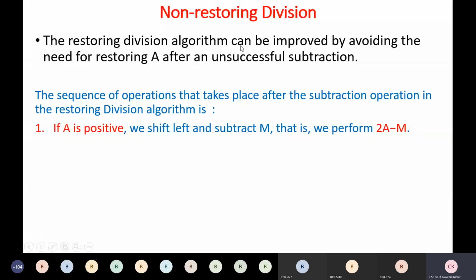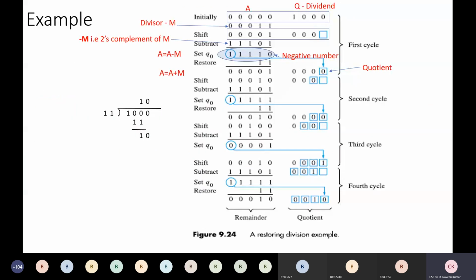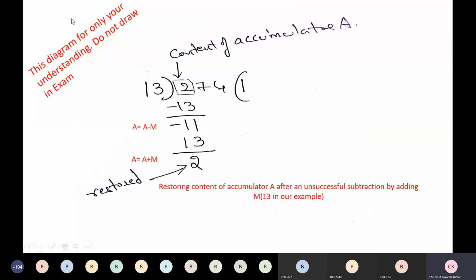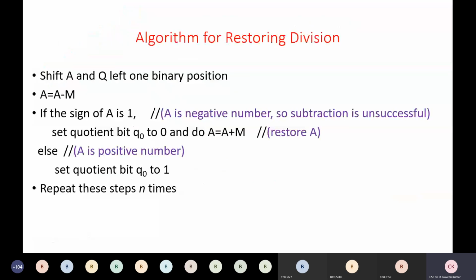What we are seeing in restoring is that we restore if any mistake happened. That is, if we get a negative value, we say that some mistake happened. In our decimal number example, if we subtract a bigger number, we get a negative number, we say a mistake happened, so we need to get back the 2. This is a restore operation, so we call it restoring division. If we can do the division without restoring, we call it non-restoring division, without any restoring operation, not getting back the 2.